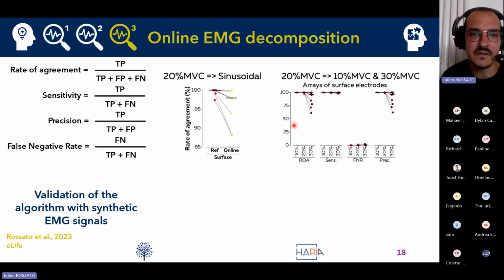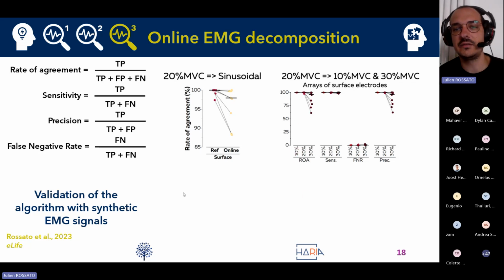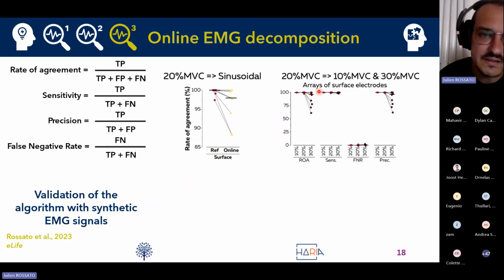If you look at the result at 10%, you can see that the rate of agreement remains high, on average 99%. On the contrary, if you look at the rate of agreement for the signal at 30%, you can see a decrease, on average 98%. This is explained by a drop in the precision, which means that there are a lot of false positives.